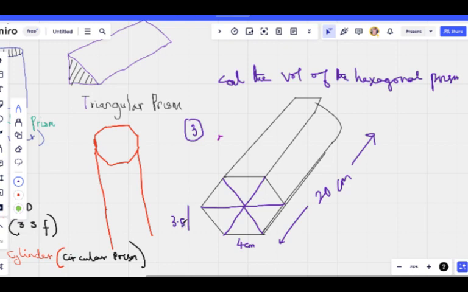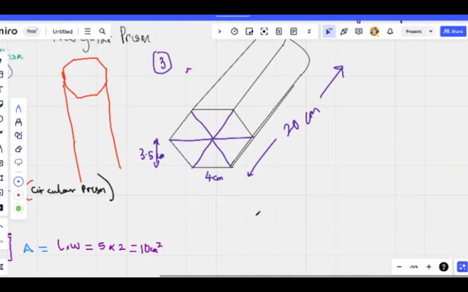We know the height to be 3.5 centimeters because they've given us this height, and they've given us the base of the triangle to be 4 centimeters. There are 6 triangles in the hexagon. So all we need to do is to find the base area, or the cross-sectional area.